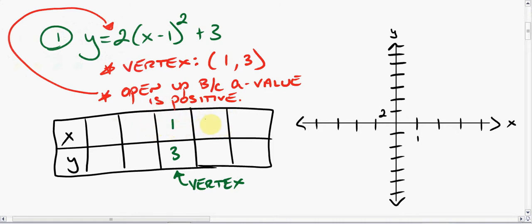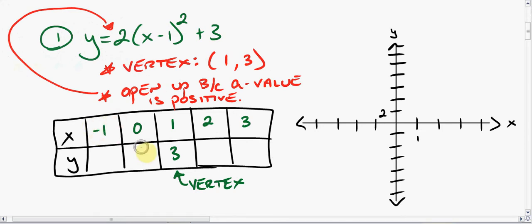So from 1, I'm going to go up to 2. We can see that's 1 unit apart. So I'm going to go down to 0, also 1 unit. Then I'll go up to 3, which is 2 units apart. So I'm going to go down to -1, which is also 2 units.